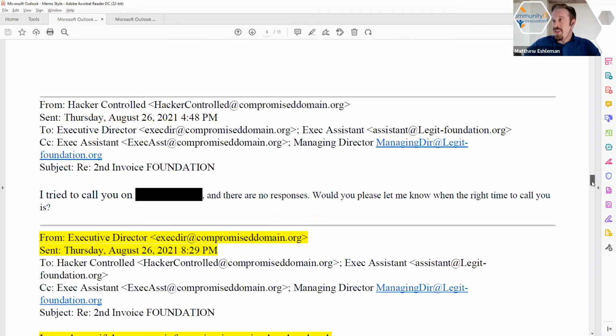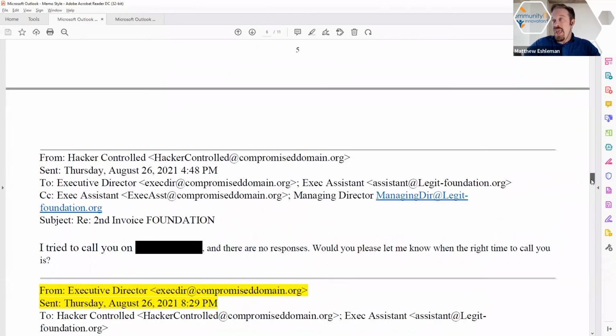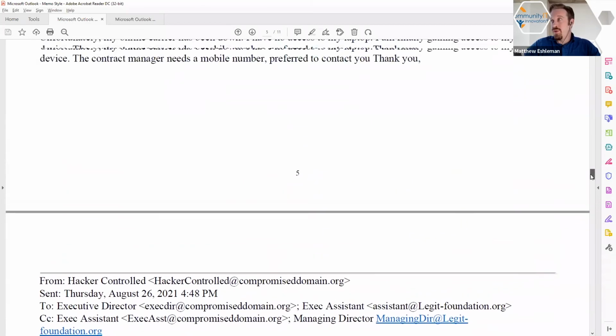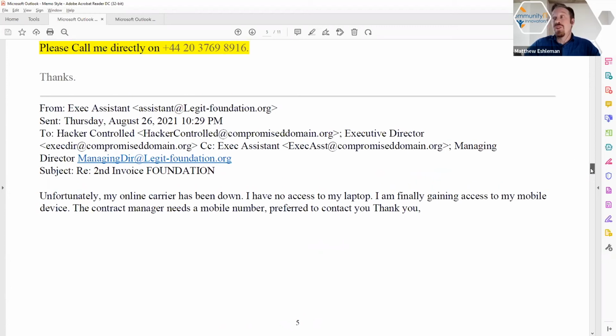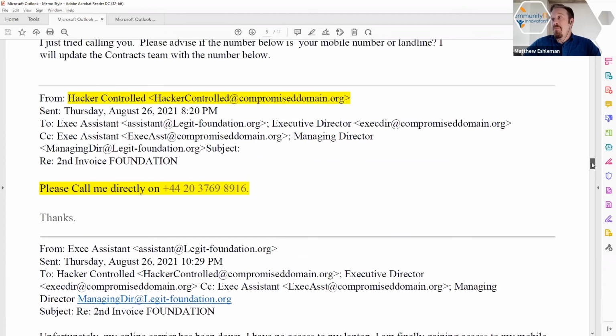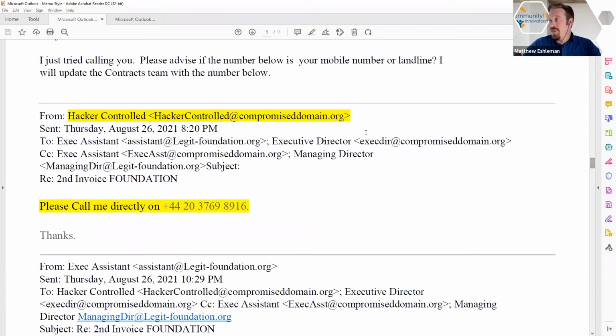The hacker is reaching out saying, hey, I can't get in touch with you. Can you help me figure out what's going on? As technology goes, the executive assistant at the foundation is having tech problems. And so her carrier has been down, and so they don't have access to the laptop, and they're now just getting access to it. So again, there's some back and forth. The hacker is following up saying, give me a call.